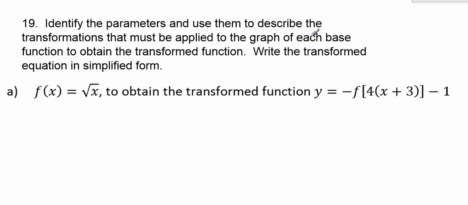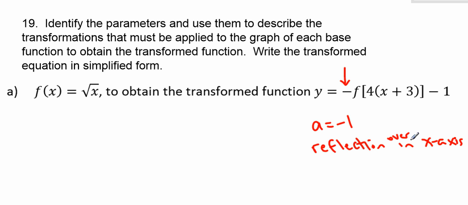So what do we know? Well, we know that this negative value, so a is -1. So it hasn't been stretched or compressed vertically, but it has been reflected vertically. And that means a reflection in the x-axis or over the x-axis. I don't know. It depends on what your teacher said, I guess.